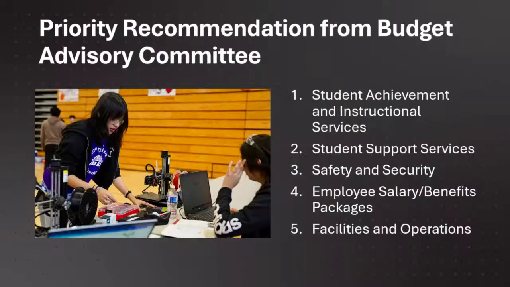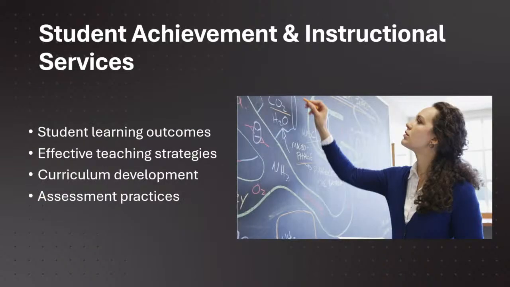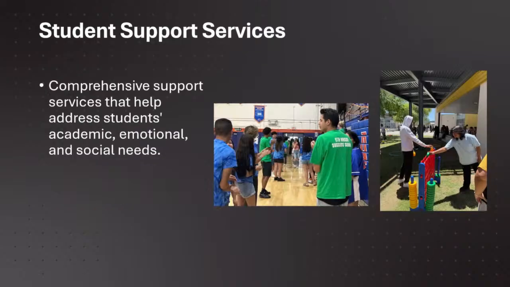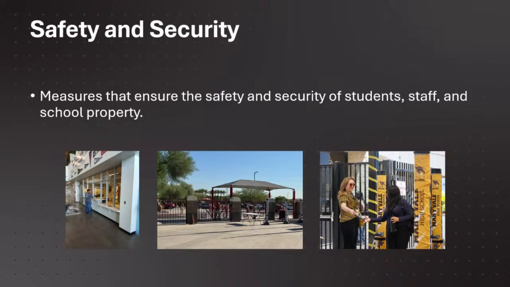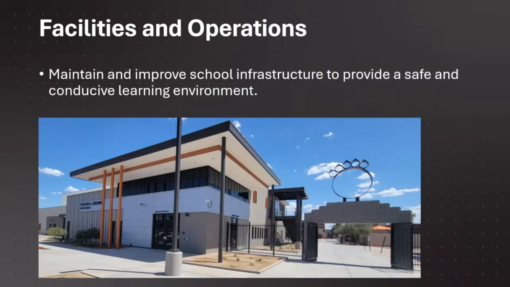So the next series of slides will cover the priority recommendations from the Budget Advisory Committee, and they're all listed here. The first is Student Achievement and Instructional Services, second, Student Support Services, third, Safety and Security, fourth, Employee Salary and Benefits Packages, and fifth, Facilities and Operations. Each slide following this one is a single slide based on each recommendation, and I will be providing some details and background about each. You'll see them in order here: Student Achievement and Instructional Services, Student Support Services, Safety and Security, Facilities and Operations.